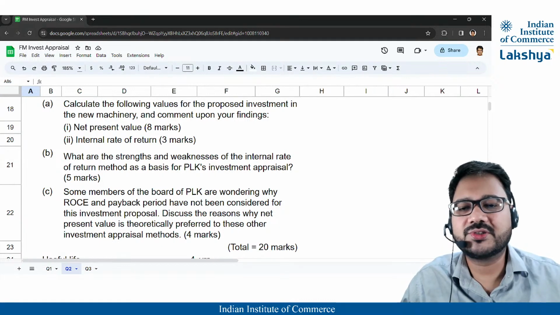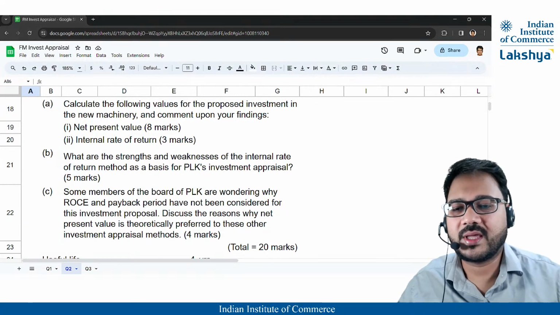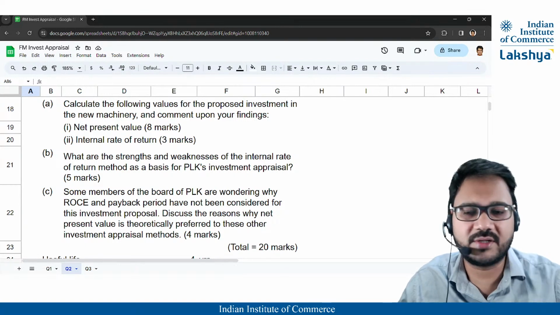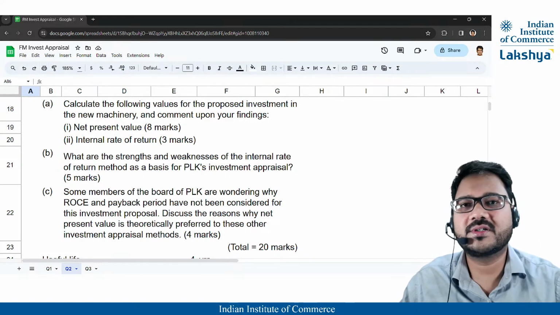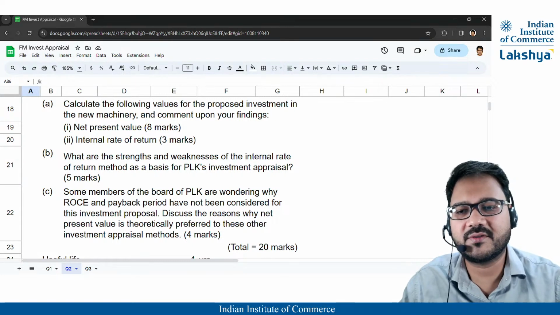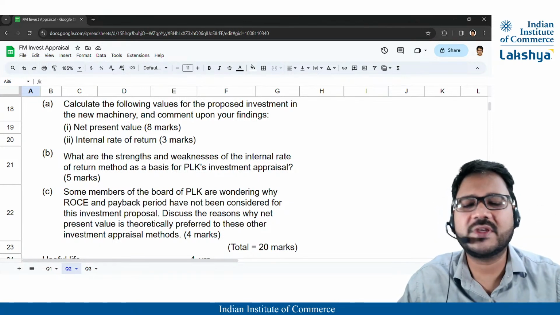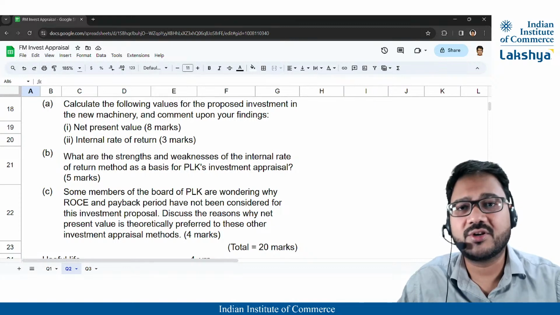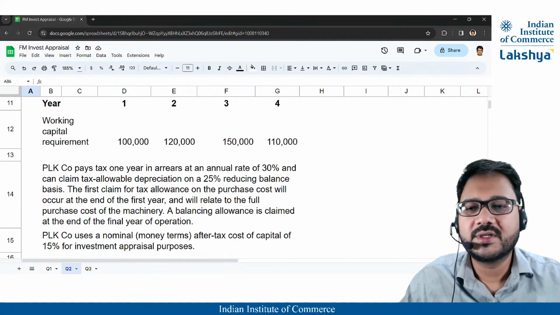Some members of the board of PLK are wondering why ROC and payback period have not been considered in the investment proposal. Discuss the reason why net present value is theoretically preferred to these other investment appraisal methods. So there are certain members who feel: why have we left out ROC and payback? Why are we focusing only on NPV? So basically, the benefits of NPV we need to discuss here. It's for 4 marks, so you could highlight 4 points. Again, not in points, but proper sentences. So 1 or 2 sentences per point.